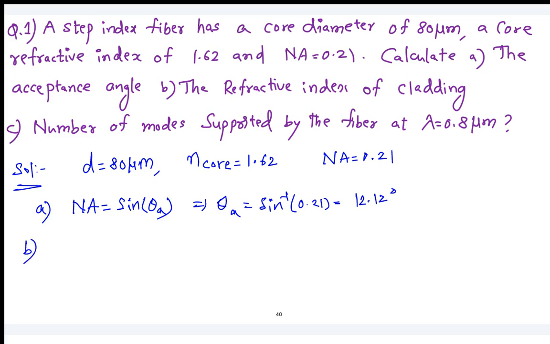We know the numerical aperture in terms of the refractive index, right? Root over the refractive index of the core squared minus the refractive index of the cladding squared. So numerical aperture is equal to root over n1 squared minus n2 squared. So you can straight away calculate the cladding value. How much are you getting here?